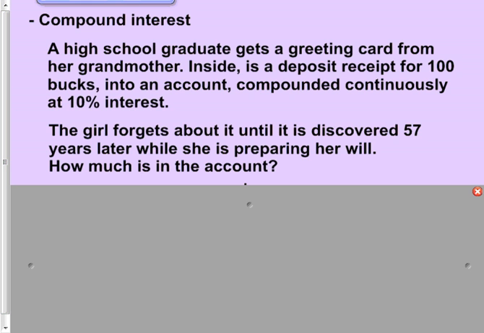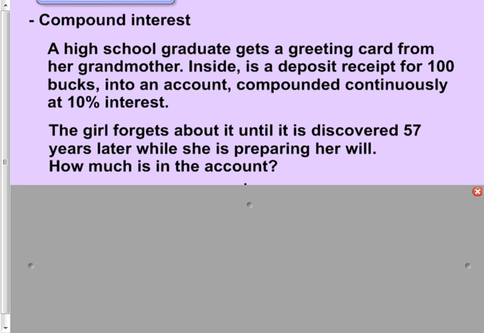Now, the girl is going through graduation, lots of stuff going on, and she forgets about it. She forgets Grandma gave her the $100. And then many, many years later, she is putting together her will and making sure all of her affairs are in order. And they come across this account and they go, hey, cool, 57 years later, she's got this account. How much money is in the account at this point in time?